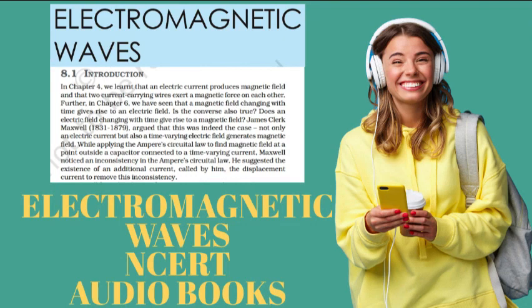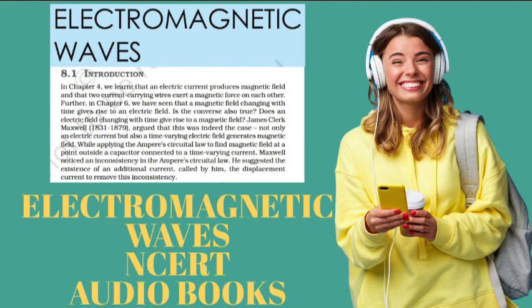Introduction. In chapter 4, we learnt that an electric current produces a magnetic field and that two electric current carrying wires exert a magnetic force on each other. Further, in chapter 6, we have seen that a magnetic field changing with time gives rise to an electric field. Is the converse also true? Does an electric field changing with time give rise to a magnetic field?